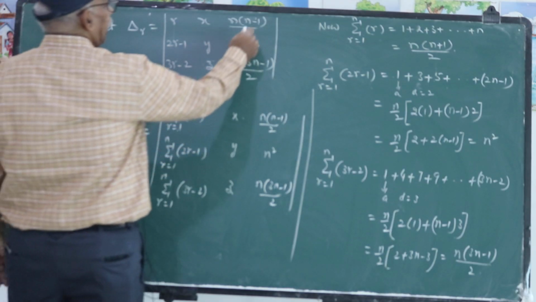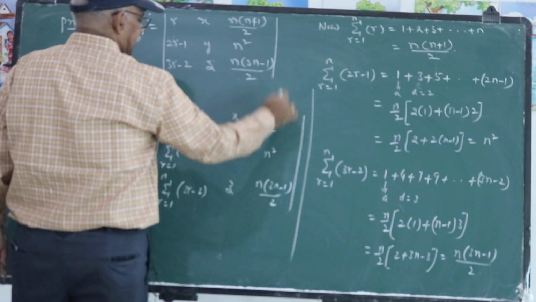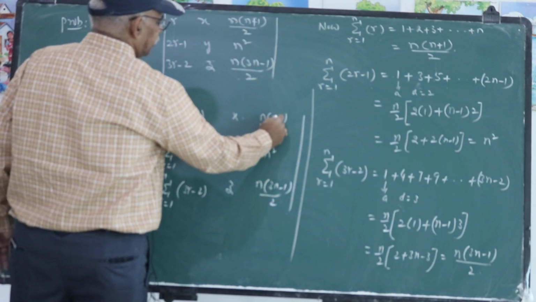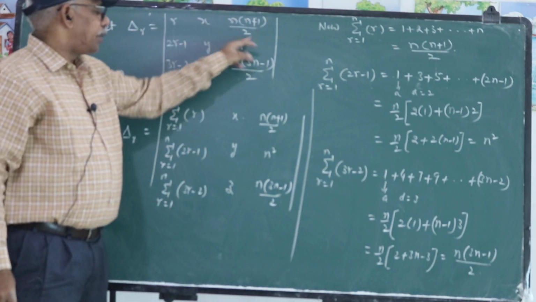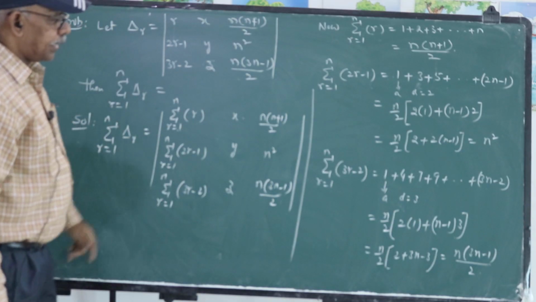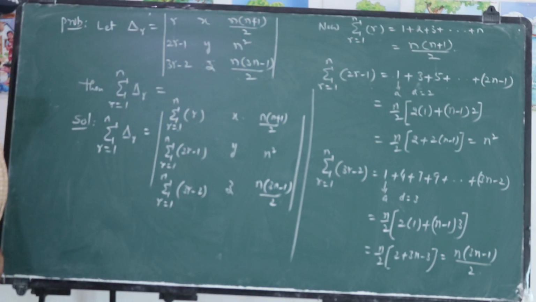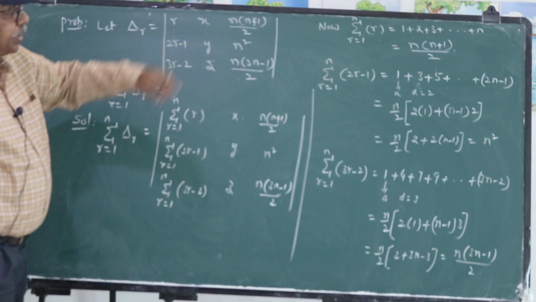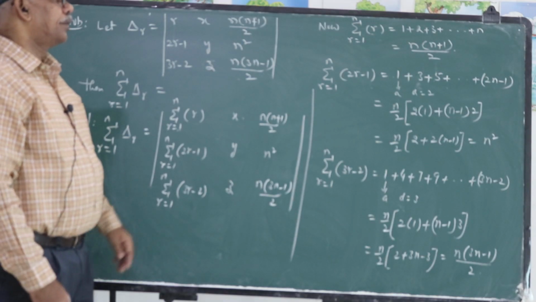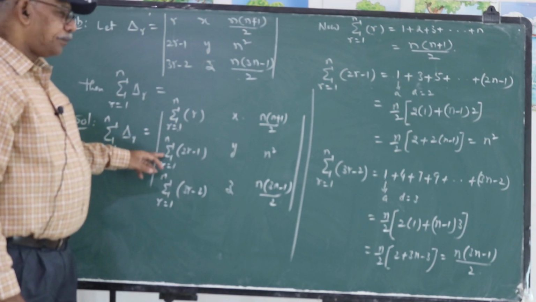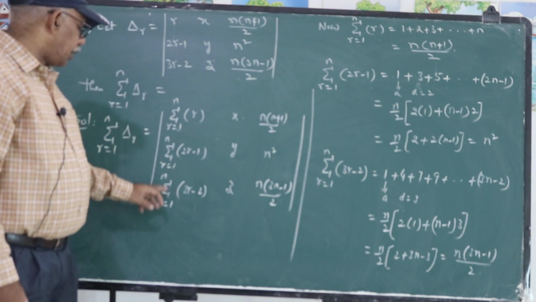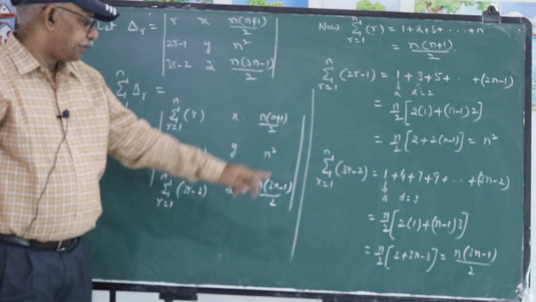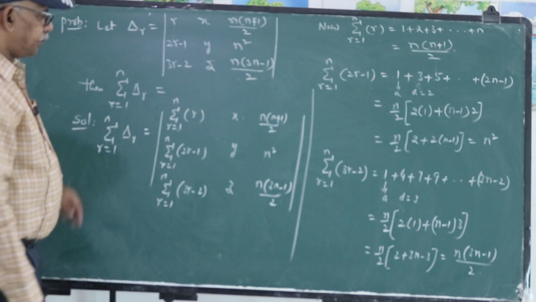Take this element as plus. This is plus. In the problem, take this element as n into (n plus 1) by 2. Now, sigma r equal to n into (n plus 1) by 2. And sigma r equal to 1 to n, 2r minus 1 is n square. Sigma r equal to 1 to n, 3r minus 2 is n into (3n minus 1) by 2.